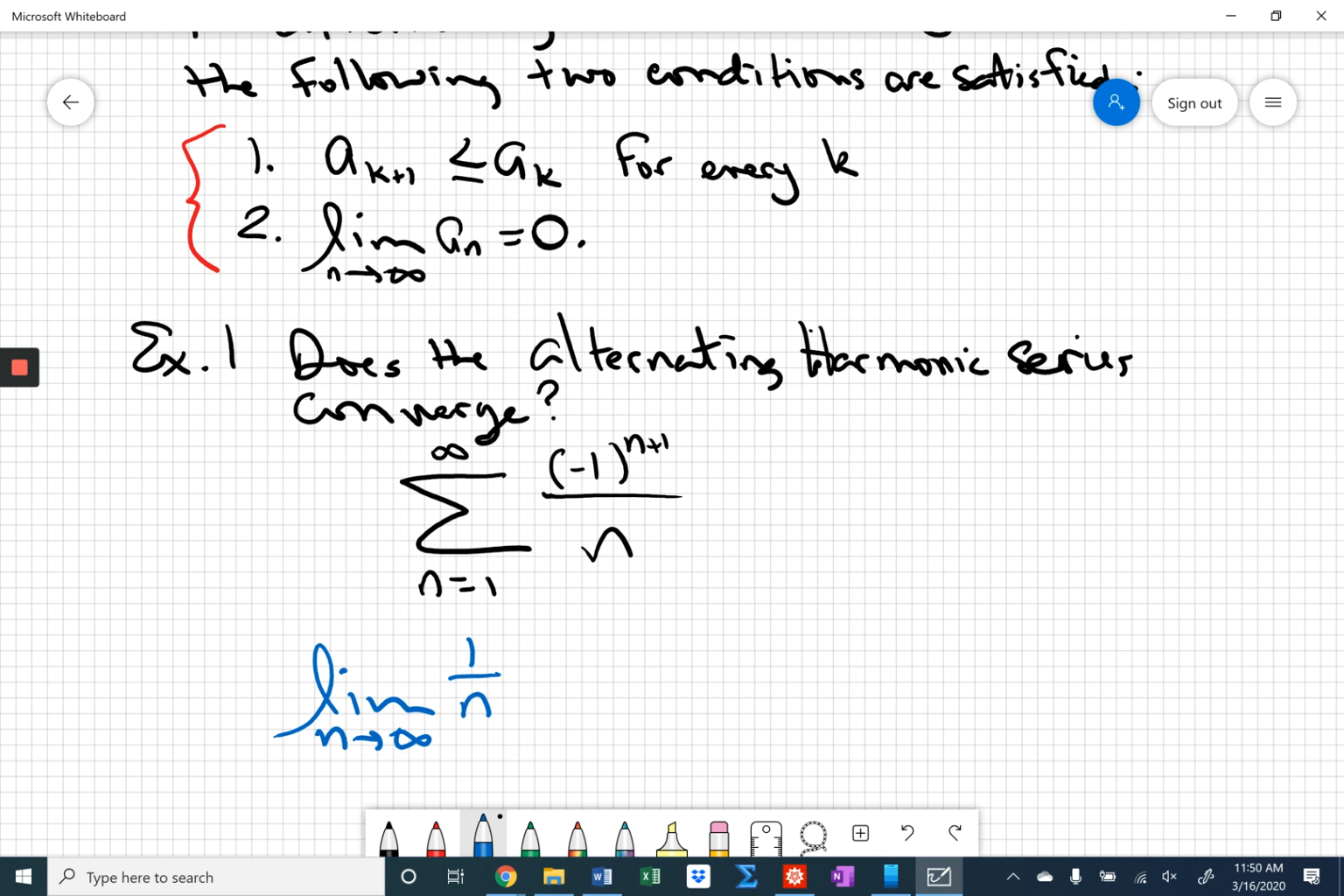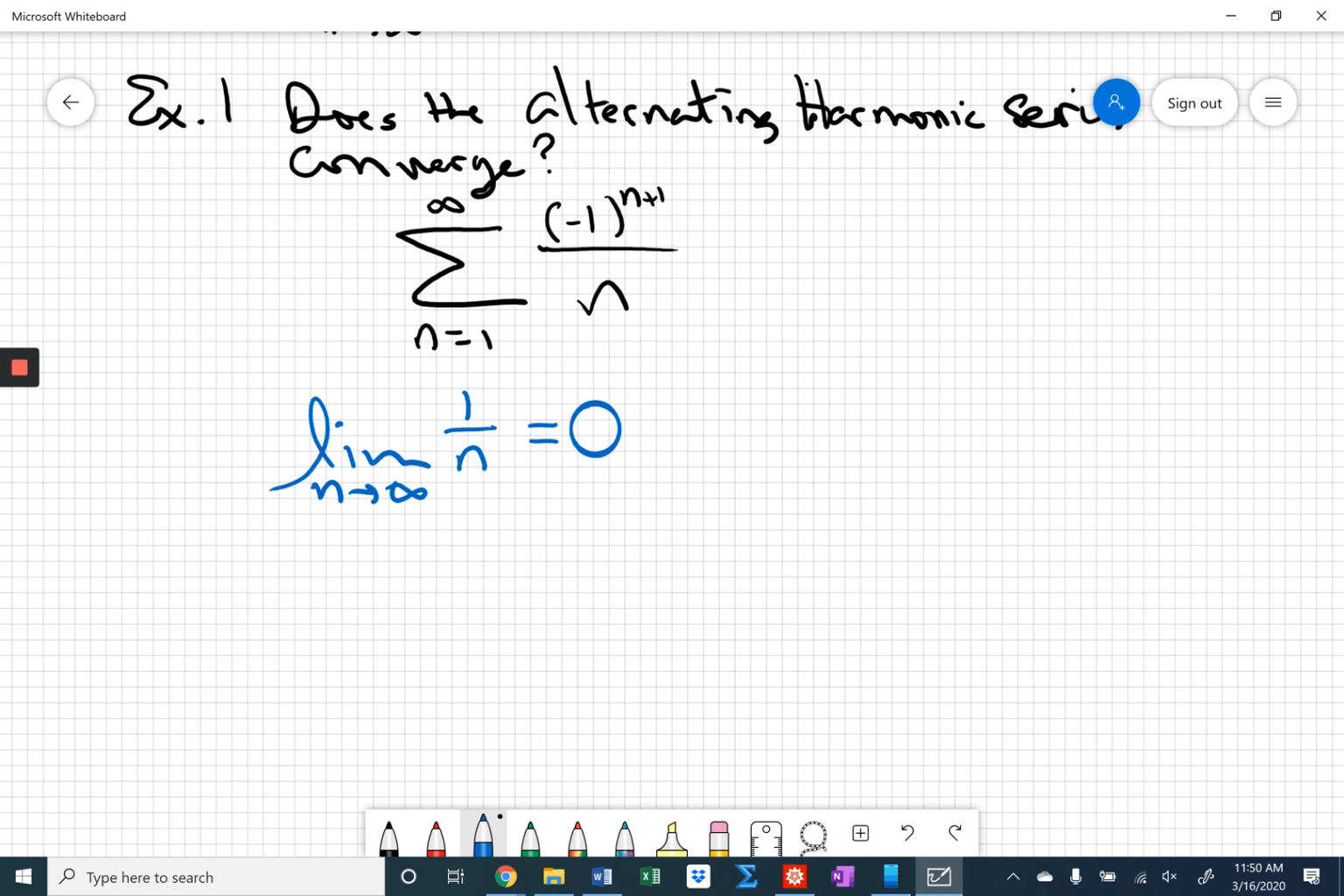And obviously enough, I hope that that is equal to 0. Now, what about the decreasing part? Again, I'm looking at only magnitudes. I think it's fairly clear that n plus 1 is greater than or equal to n. And then if I take reciprocals of both sides, 1 over n plus 1 is going to be less than or equal to 1 over n for all n.